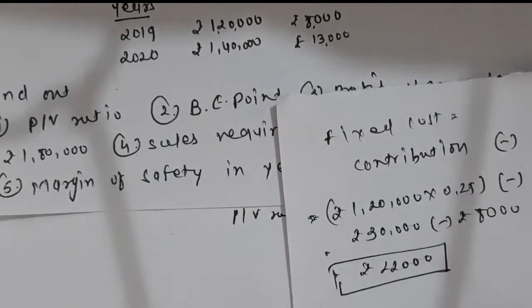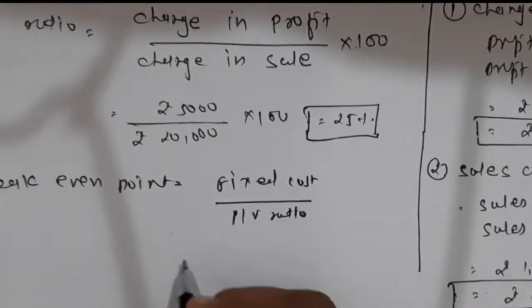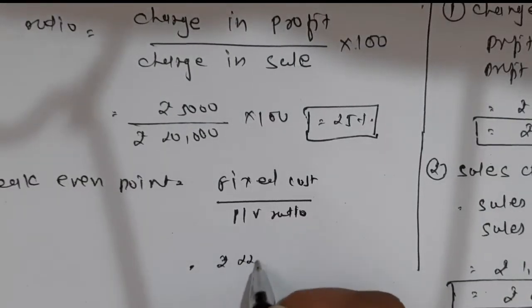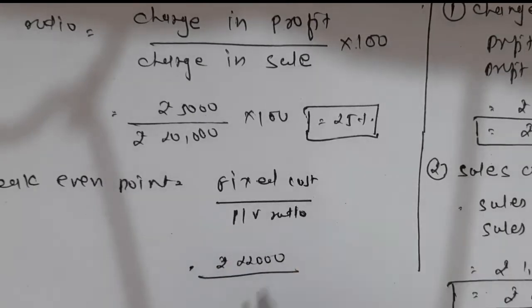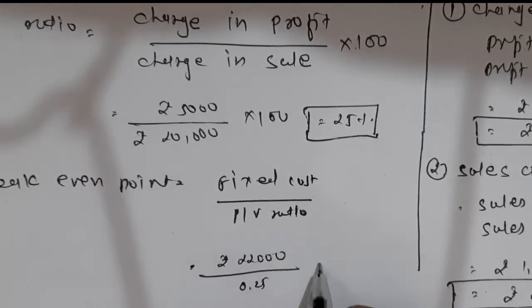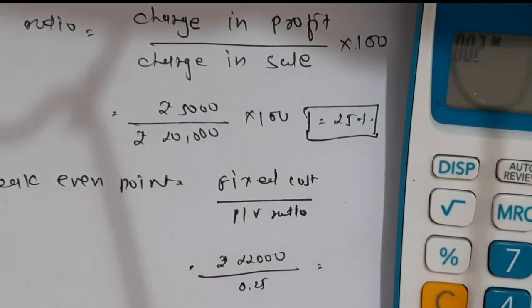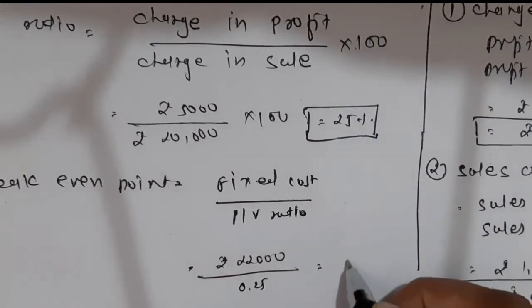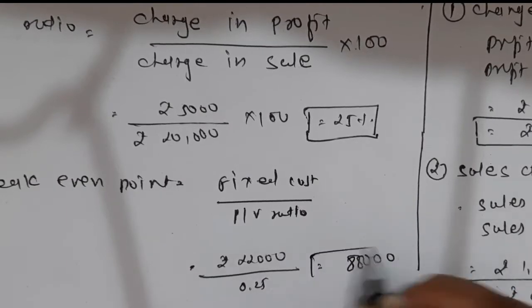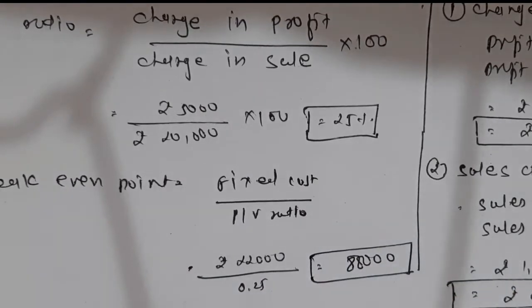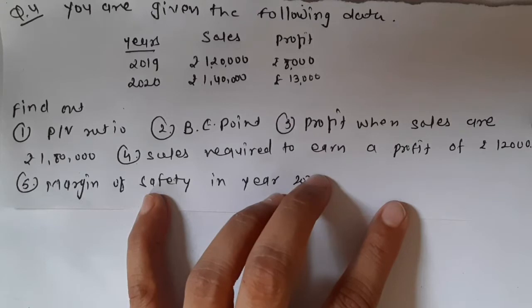Okay, now put this information into the formula. Fixed cost is rupees 22,000 divided by PV ratio is 25%. So 0.25. We get 22,000 divided by 0.25 is 88,000. So our break even point is 88,000. Okay. Now we move to third part of our question.